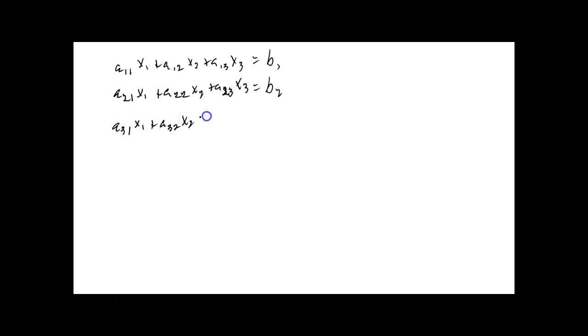A11x1 plus A12x2 plus A13x3 is equal to B1. A21x1 plus A22x2 plus A23x3 is equal to B2, and A sub 31 x1 plus A sub 32 x2 plus A sub 33 x sub 3 is equal to B3. There's your 3 by 3 system.